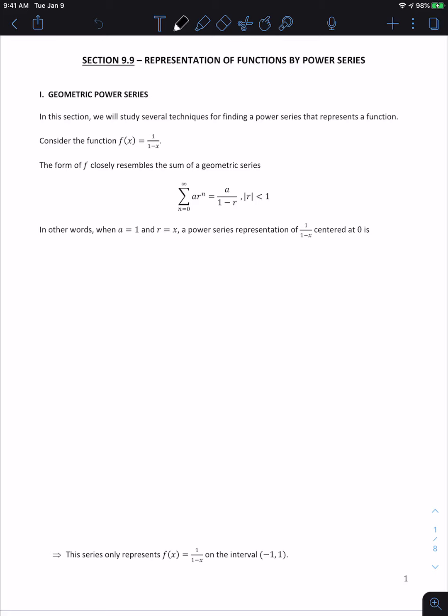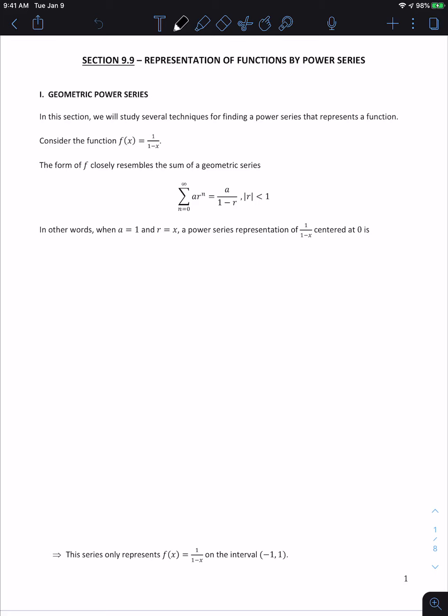Hello everyone, in this video we'll be looking at section 9.9, which is representation of functions by a power series. In the previous section we were given some power series that represented a function, and we had to find its radius of convergence. Now we're going to be given a function and have to find its power series. So we're going the other way around.